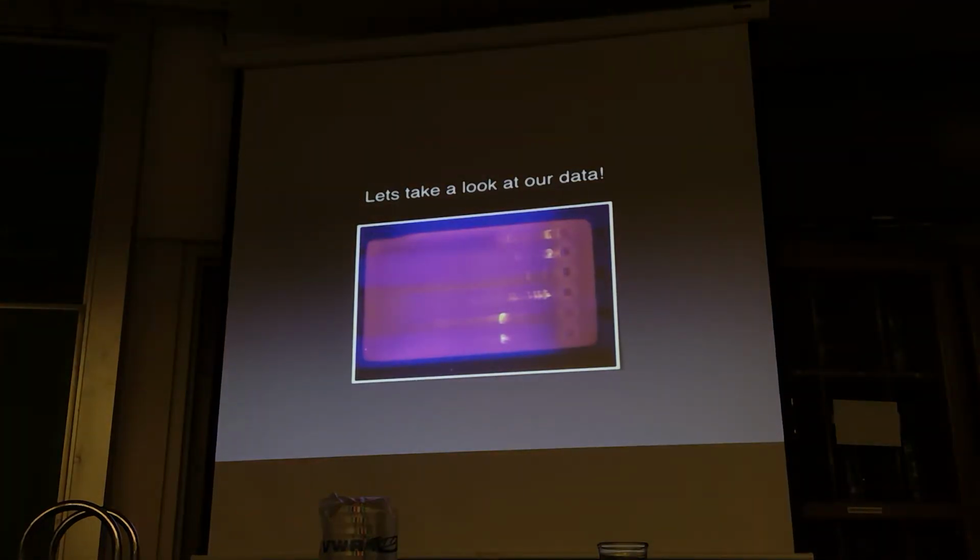So we're going to take a look at our data. This is what the gels look like when they're stained with ethidium bromide. You put them on the transilluminator, which is the UV light source, and then just take a picture of it. The bands are orange colored.